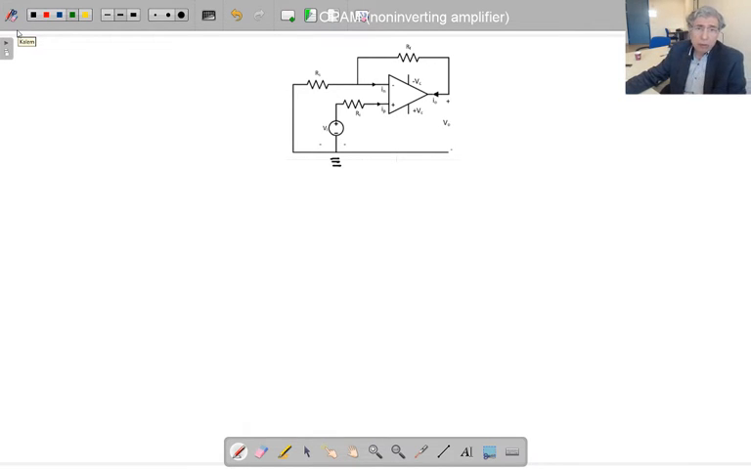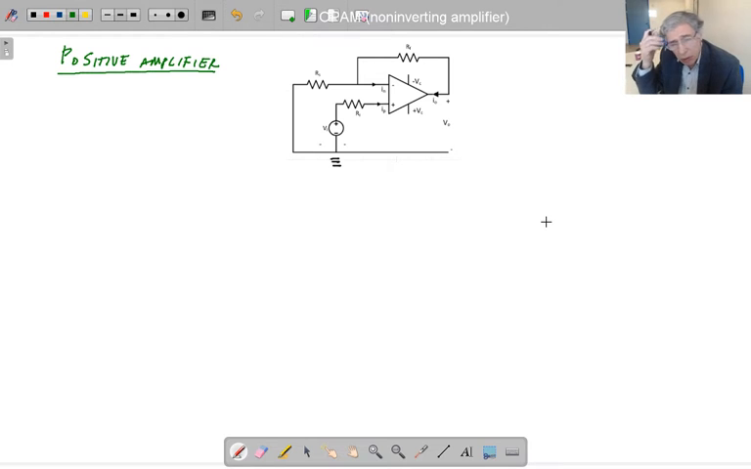We just examined the inverting amplifier. Now we will be examining the non-inverting amplifier, which I'll write here as positive amplifier. So we are talking about op-amp circuits that we use in practice, and this is one of them. Our aim here: this circuit is given, and we have to check whether it does positive amplifying or not.